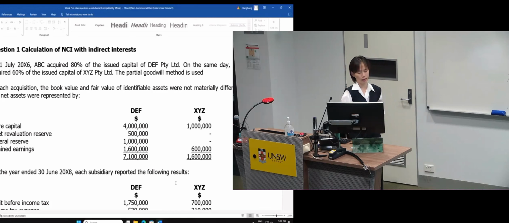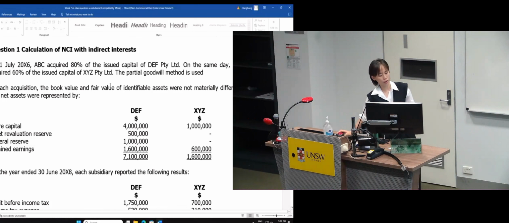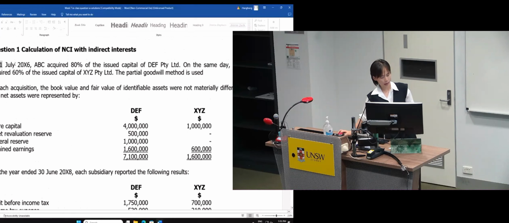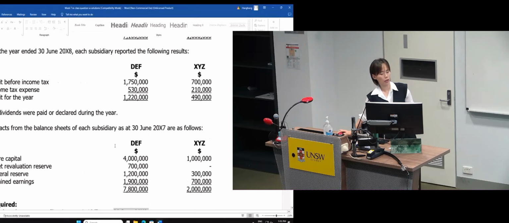So you can see for each acquisition, we have the equity balance of subsidiaries DEF and XYZ on acquisition day. Okay, and then for the year ended 30 June 20X8. So this is our current year end. So you can see the acquisition day is X6, and the current year ended on 30 June X8. So that's 2 years since the acquisition.